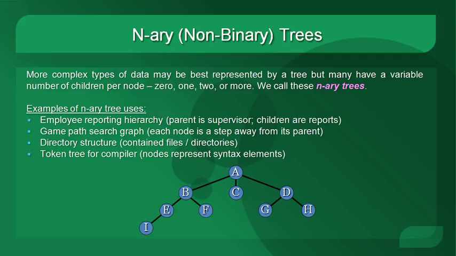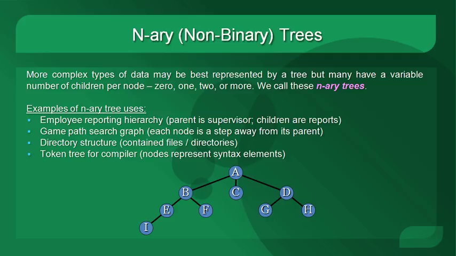If we look at the tree below, A has 3 children, B, C, and D. B has 2 children, E and F. E has only 1 child, I. C does not have any children, and D has 2 children, G and H. N-ary trees can be used in different examples.